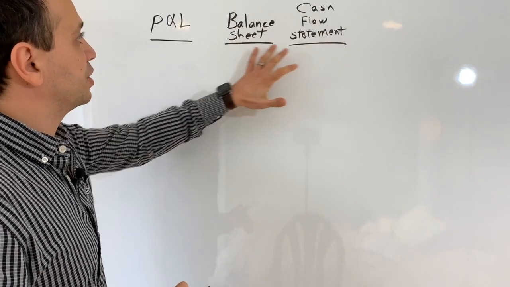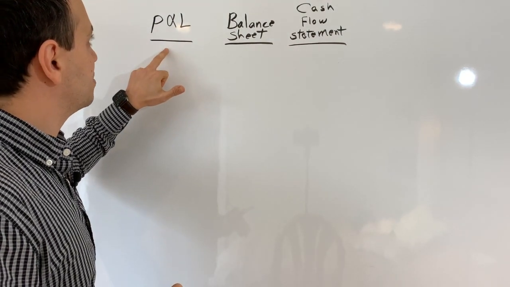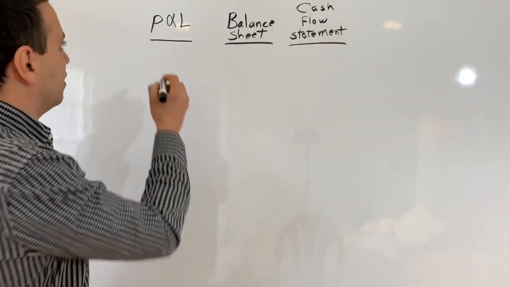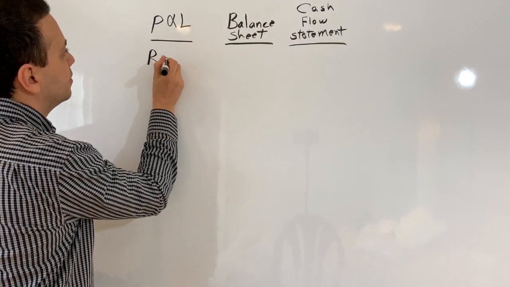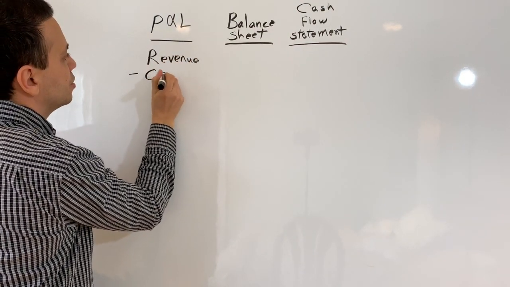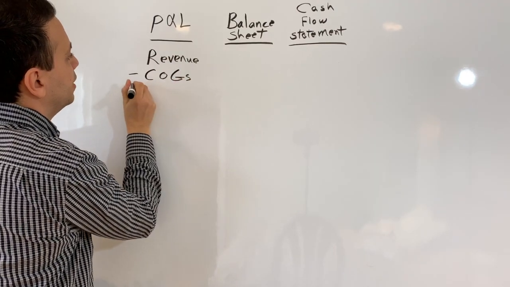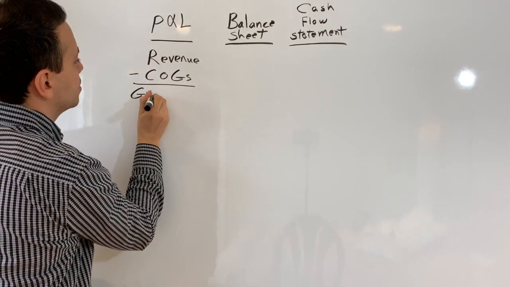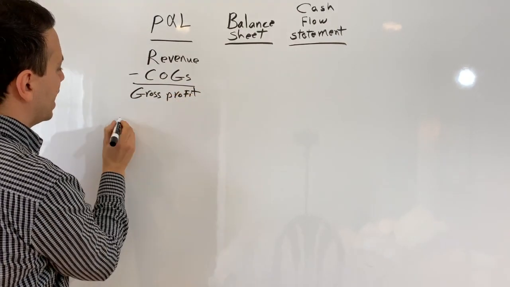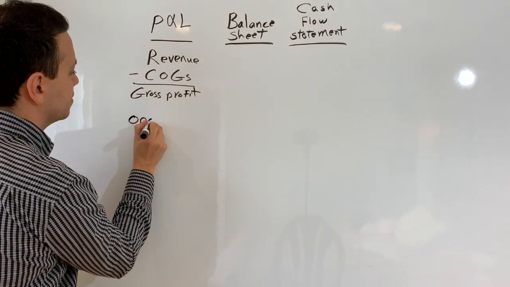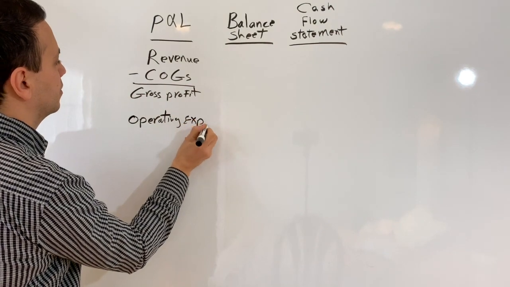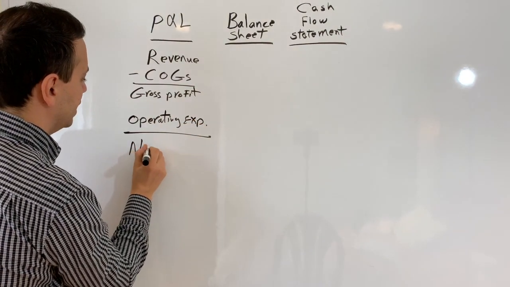Here are the three financial statements. So we're looking at the P&L or the income statement, the balance sheet, and the cash flow statement. So typically in a P&L, you'll have revenue minus cost of goods sold equals gross profit. And then you'll have operating expenses. And then that yields to net income.